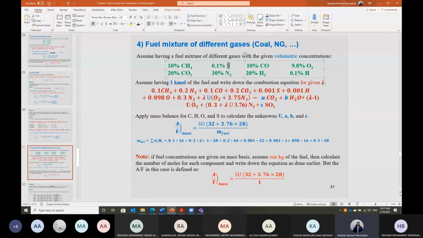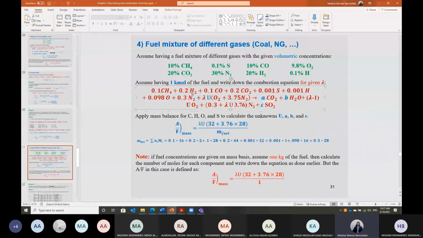So we are left in this equation, if lambda is given, for this combustion, the excess air factor is given, then in this equation we are left with 4 unknowns. We have the value of gamma, value of constant A, value of B, and value of C. Then we can just apply balance for carbon, hydrogen, oxygen atom, and also for the sulfur. Then we can get all of these constants, and then we can calculate the air to fuel ratio the regular way. It should equal lambda by gamma multiplied by the molecular weight divided by the mass of fuel.